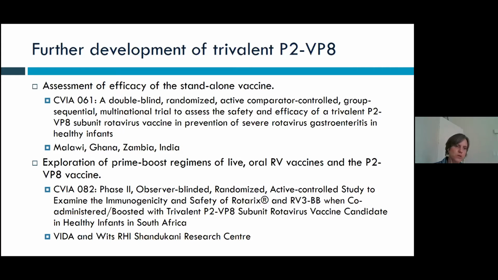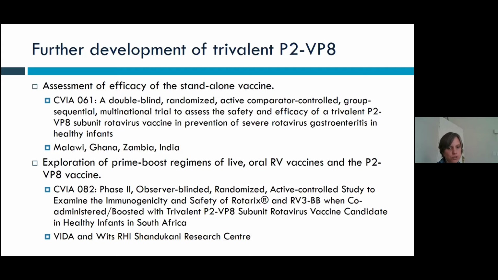We are also going to be looking at a prime boost regimen. And so the same as with polio, where there was the use of both the oral and injectable polio vaccine, we're also going to look at whether this is a possibility for rotavirus, where we can combine the live oral rotavirus vaccines with the parenteral vaccine. And so this study is going to be conducted in South Africa, and we will be looking at either a combination, giving an oral and a parenteral at the same time, or giving the oral vaccine first and boosting it with the parenteral vaccine.